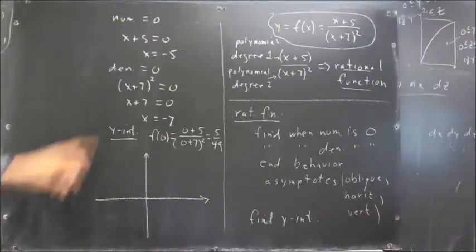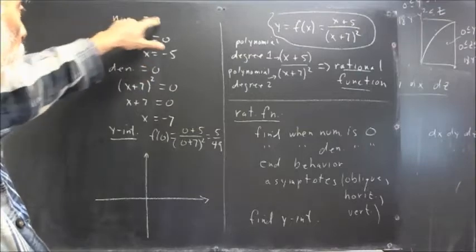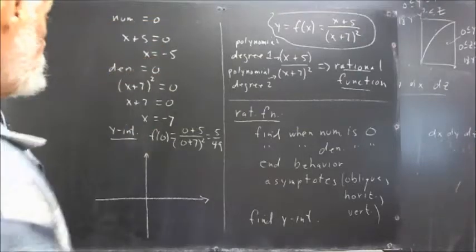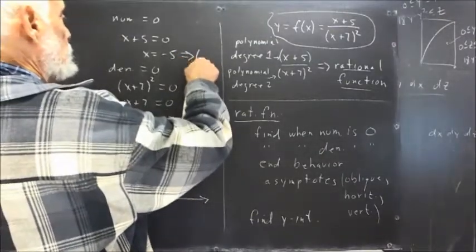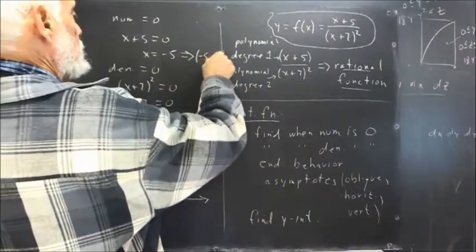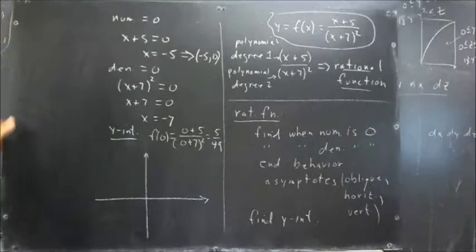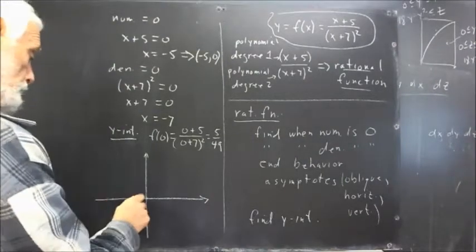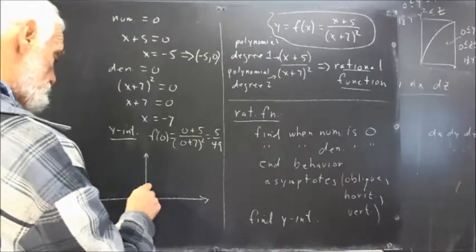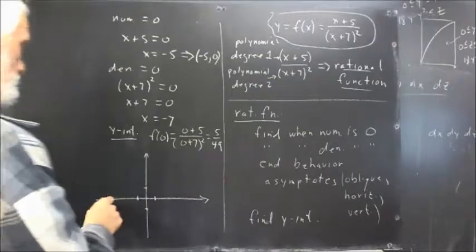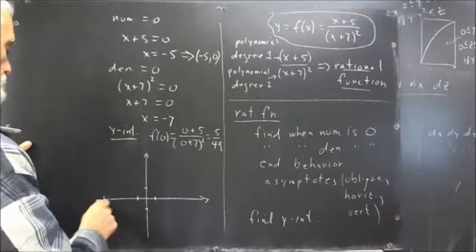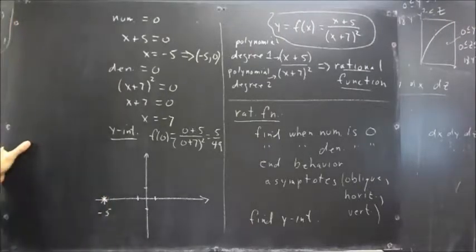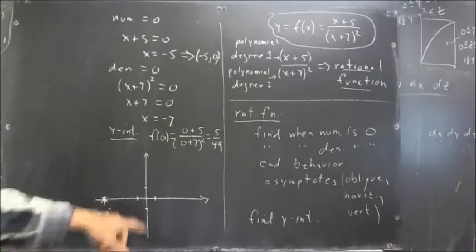We know that the numerator is 0 when x equals negative 5. That implies the point (negative 5, 0) is on the graph. So we go over here, put unit markers here, and go over to negative 5. And we have a point on the graph at x equals negative 5.